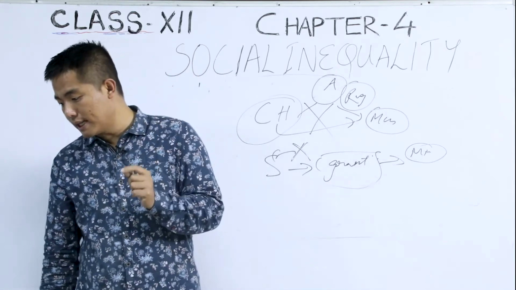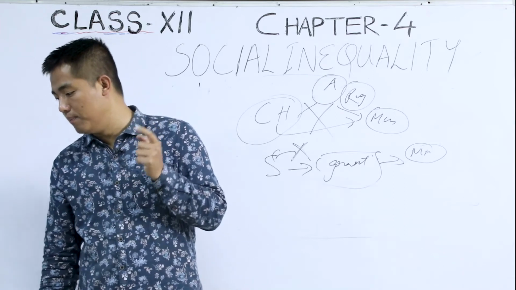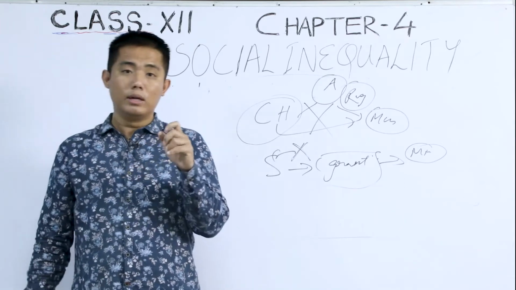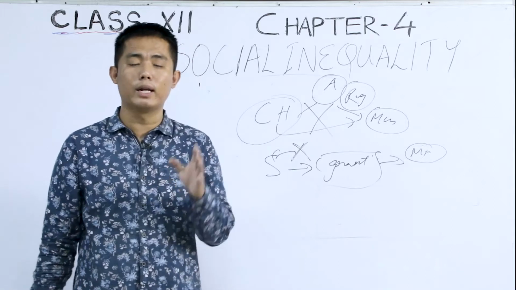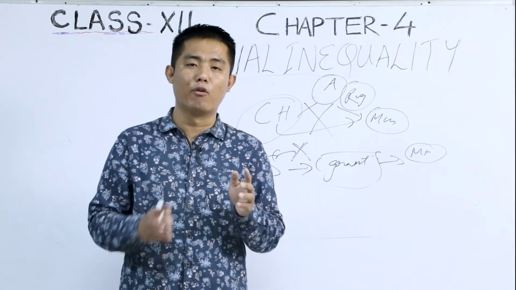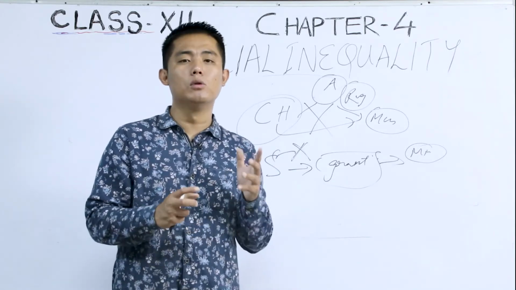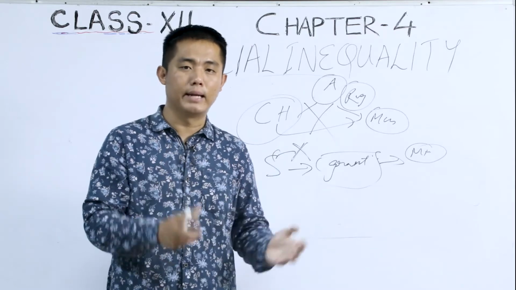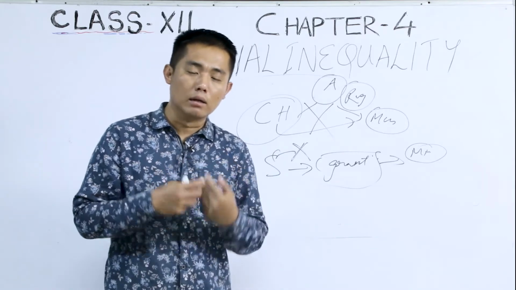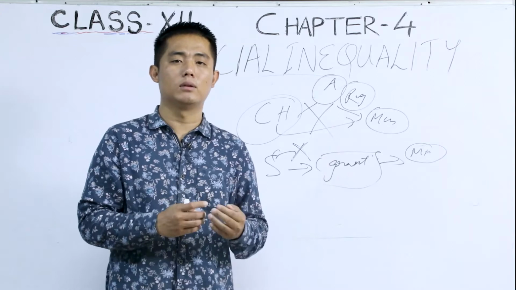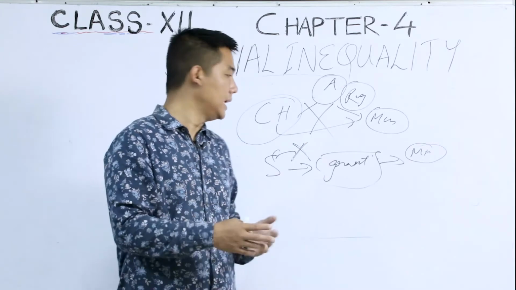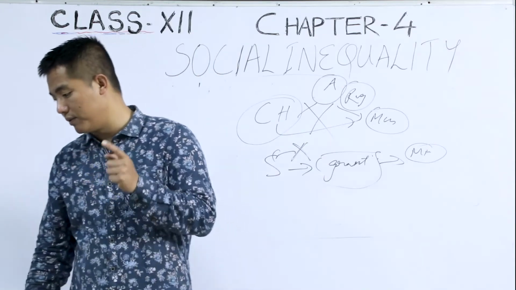Now, the next one is Article 350B. What does it say here? It says that a special officer can be appointed for the minorities to look after the welfare of the minority group, whether they are getting the grant in aid and whether they are being discriminated against or not. That is what they study here under Article 350B.